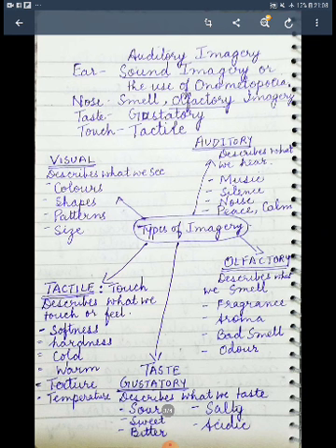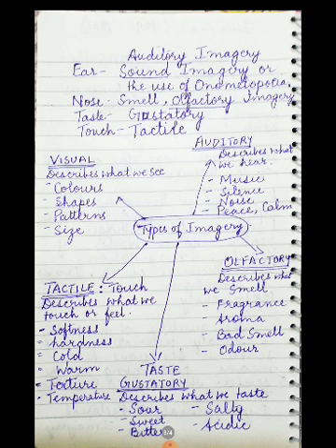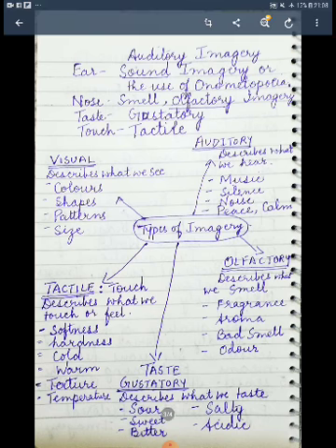Then ear, sound imagery or the use of onomatopoeia. Onomatopoeia is a figure of speech in which various sounds are used, like hissing by the snakes or the buzzing of the bees, neighing of the horse. So these words themselves, they produce the sound and give us the effect which is called the auditory imagery.